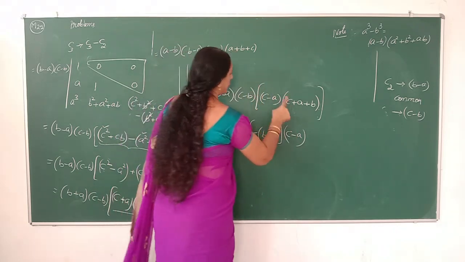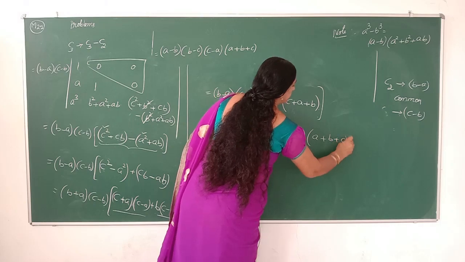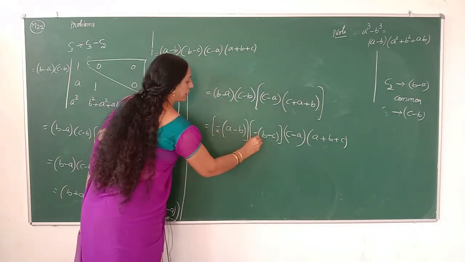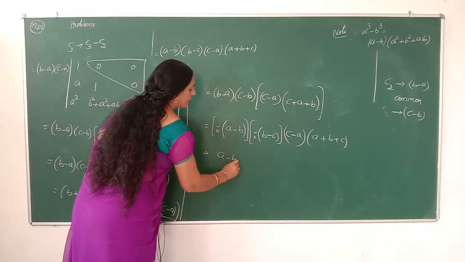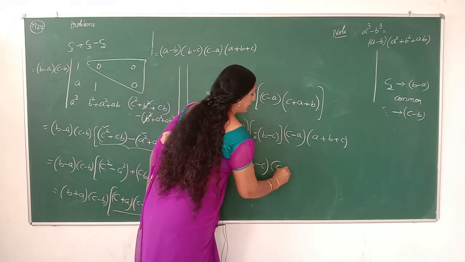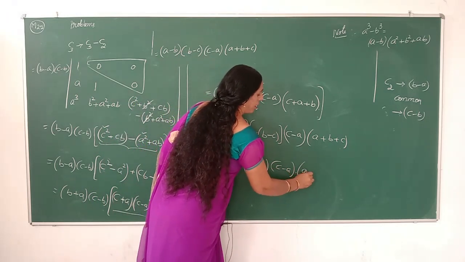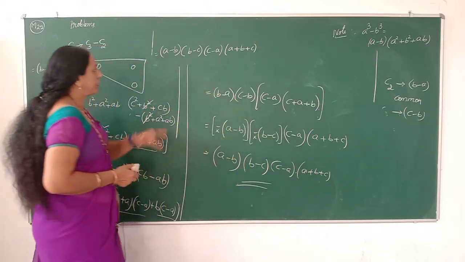Into the last one, A plus B plus C, which can again be written as C plus B plus A. After that, these minuses get multiplied, that is minus into minus is plus. Therefore A minus B into B minus C into C minus A into A plus B plus C, that is called the RHS.